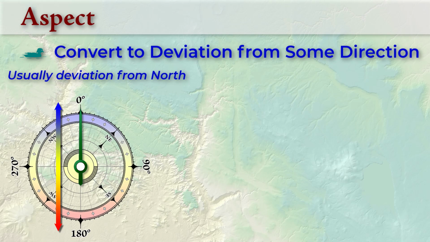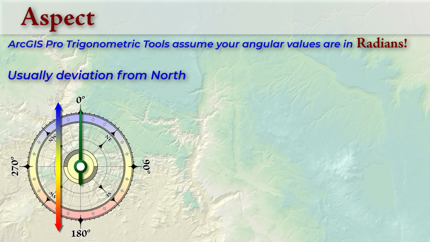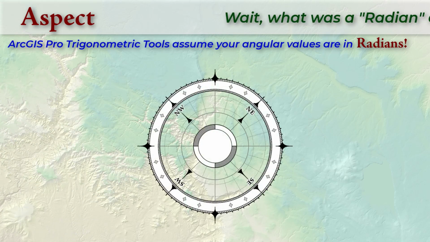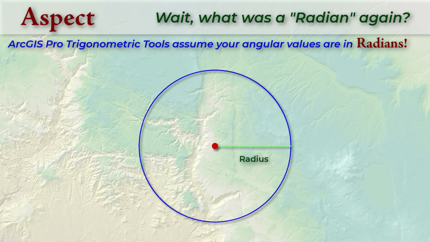And just a quick heads up, if you use ArcGIS to calculate cosines or sines of your aspect values, you need to convert the aspect values to radians first. The cosine tool assumes that your data are in radians and not compass degrees. And if you're fuzzy on what a radian is, just remember it's the distance around the circle that corresponds with the radius of that circle.